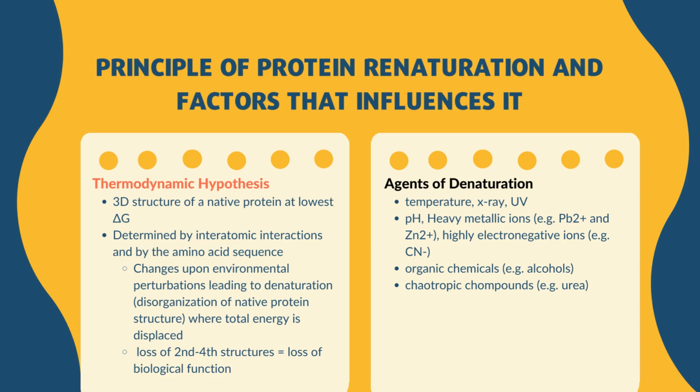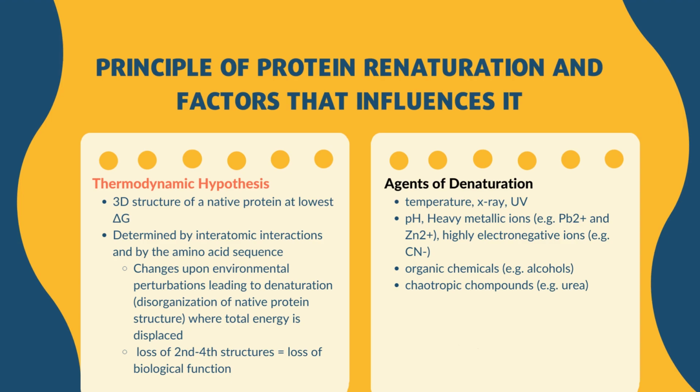This happens while keeping the peptide bond intact, hence conserving the amino acid sequence. But the consequent process of denaturation results in the loss of secondary, tertiary, and quaternary structures, which ultimately results in the loss of its biological function. Now, the optimal activity of proteins depends on conditions such as pH and temperature.